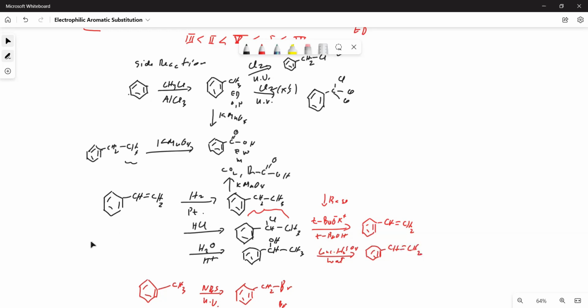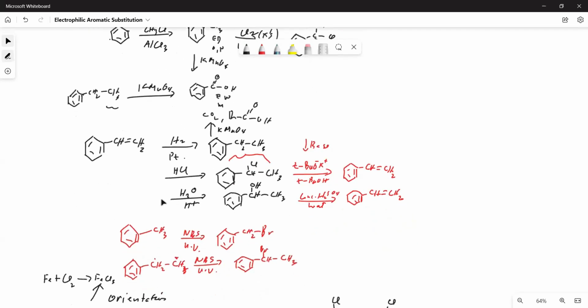Okay? Now, halogenation of the methyl group using UV light is very difficult to control because you will end up with monohalogenated, dihalogenated, etc. But there is a particular reaction that we discussed in reaction of alkane to produce only one replacement of hydrogen.